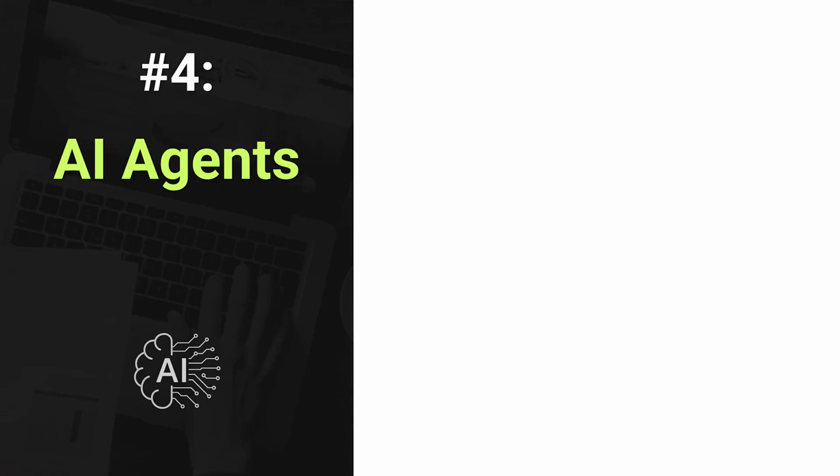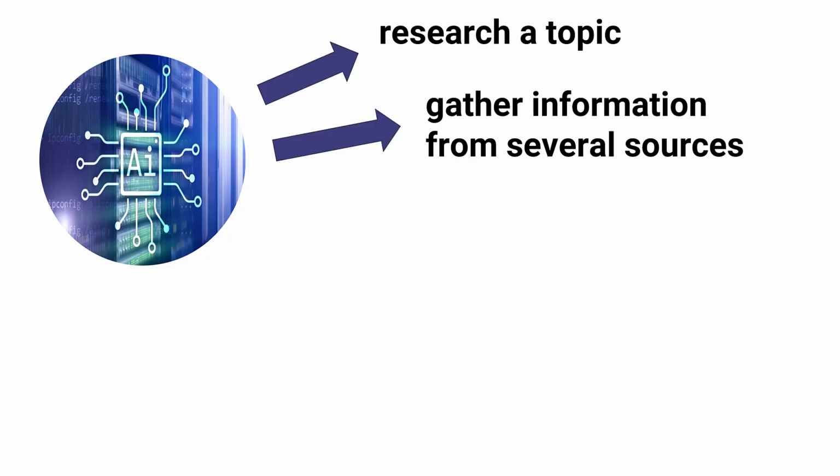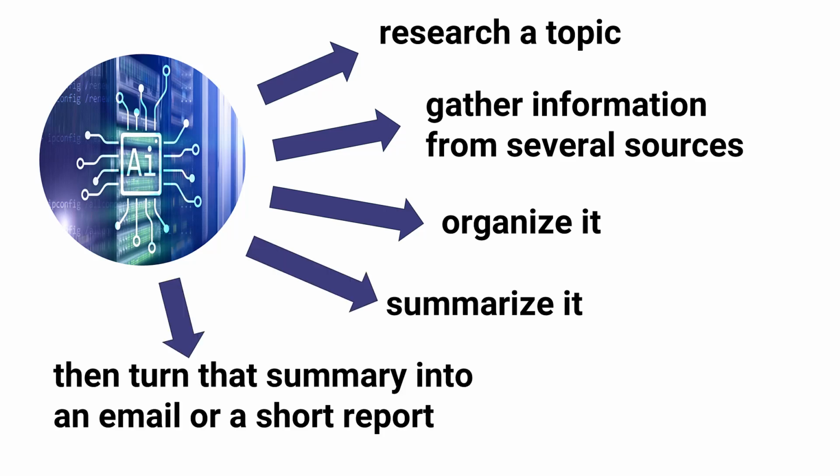And finally, AI agents. Think of an AI agent as an assistant that doesn't just answer a question, it can take multiple steps to complete a task. Think of it like multitasking. For example, an AI agent could research a topic, gather information from several sources, organize it, summarize it, and then turn that summary into an email or short report for you. AI agents are becoming more common. You're going to start seeing them built into more and more tools in the weeks and months ahead.